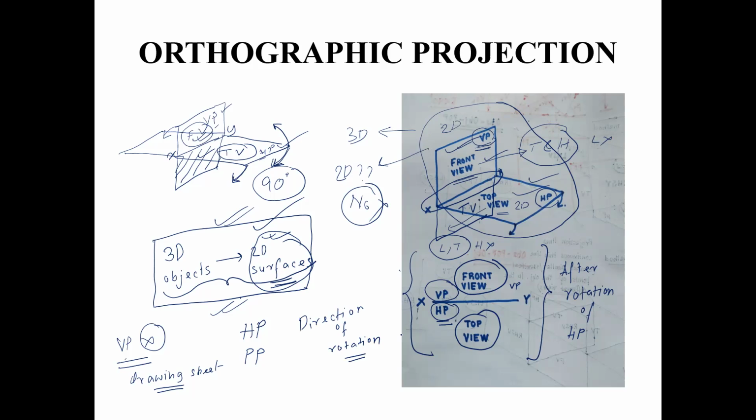For the time being, you can assume that the vertical plane was rotated in the downward direction because had it been rotated in the upward direction, after the rotation, the location of the horizontal plane would have been such that the front view and top view would have overlapped with each other, and it would have been difficult to differentiate between the two views. That is why we have brought the horizontal plane downwards, and the consequence of that is this figure that you see.